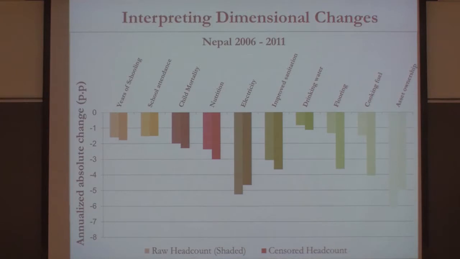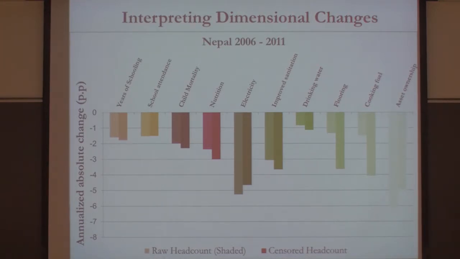Exactly. It's the dramatic proportion of people who are poor and deprived medically. The absolute change in the MPI, or the annualized absolute change, can also be written as the weighted average of the annualized absolute change in the censored headcounts. It's the same; it translates for changes.